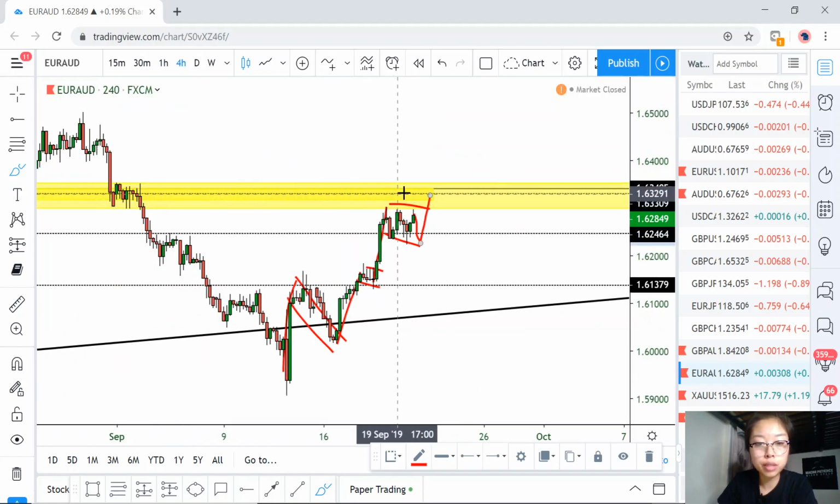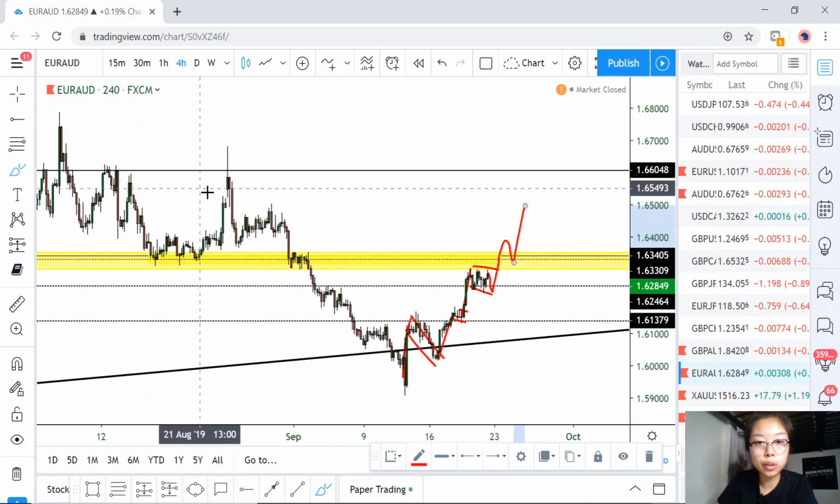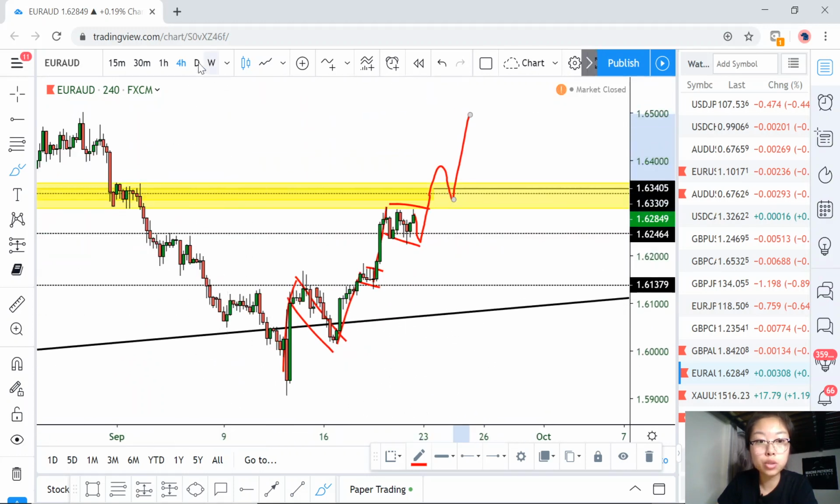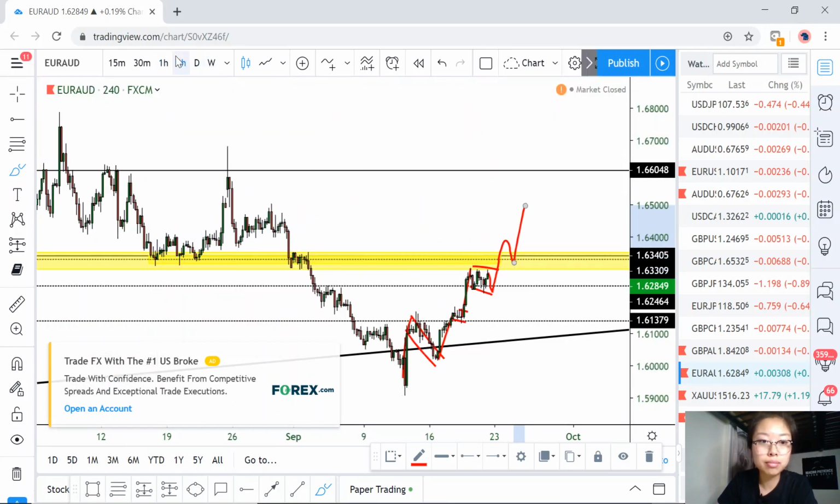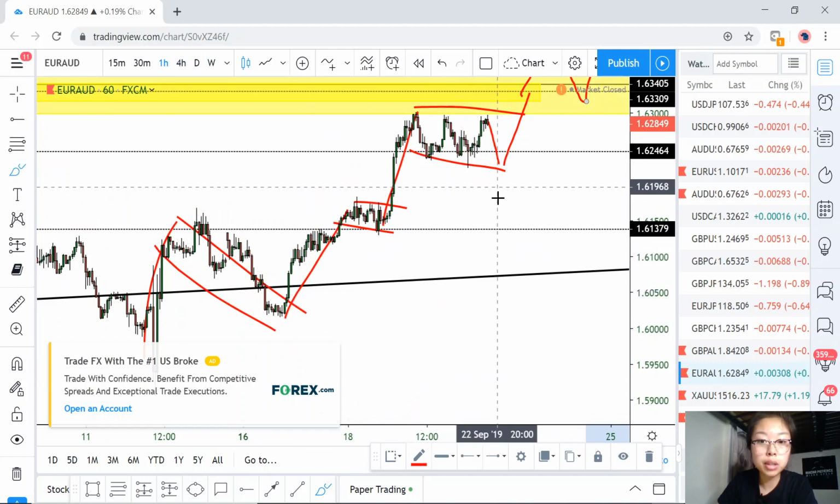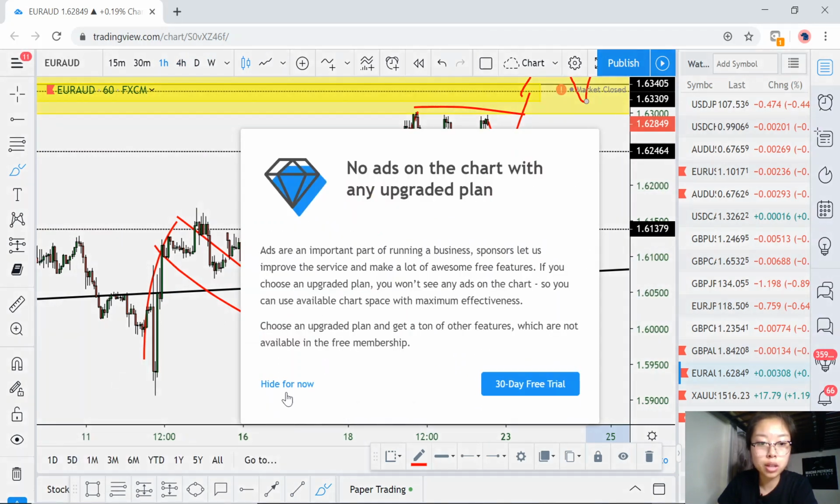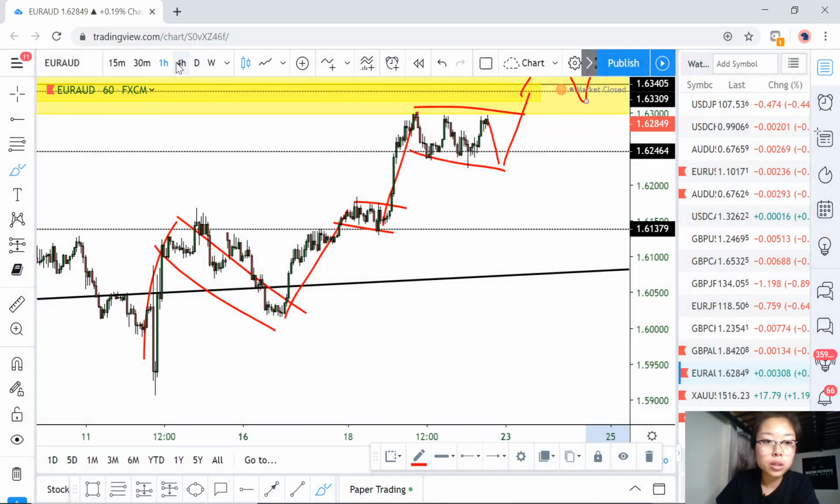So doing that, and then buys from the support of this consolidation back into our neckline right over here. And if it breaks our neckline, we can enter on the retest for the highs again. So that is a trend continuation trade. Even though it's in a downtrend right now, it seems like the tides are changing. Okay, now we're going short.